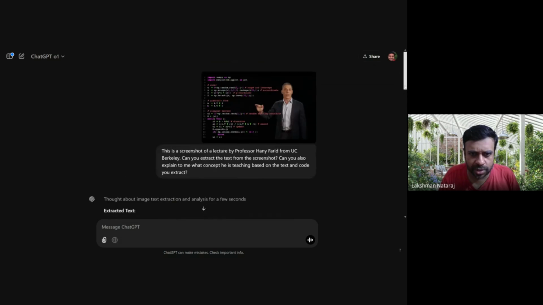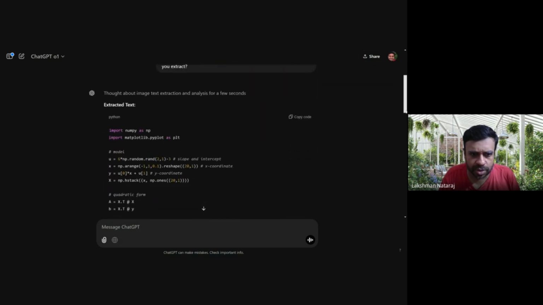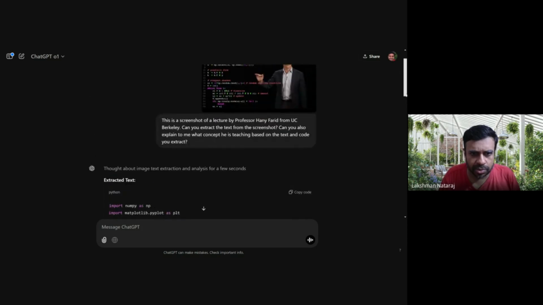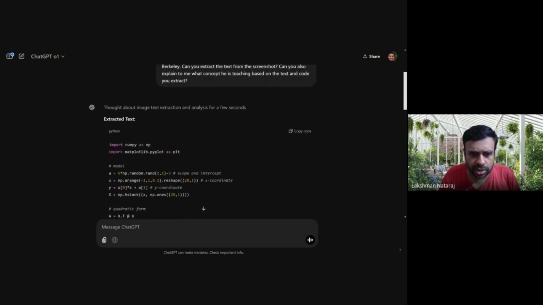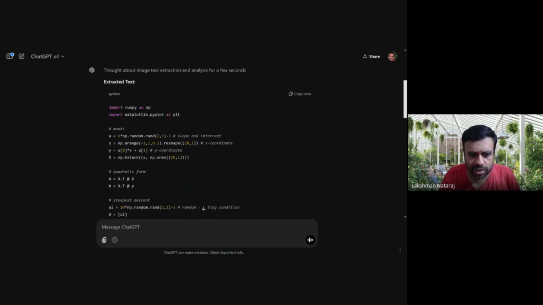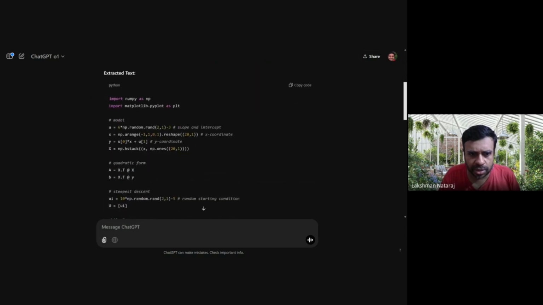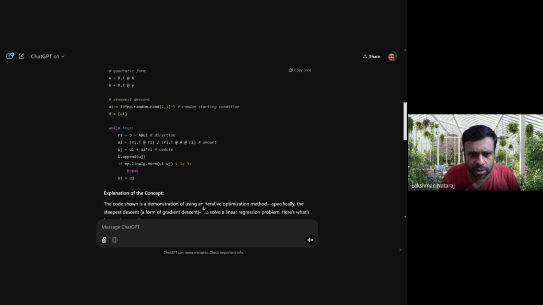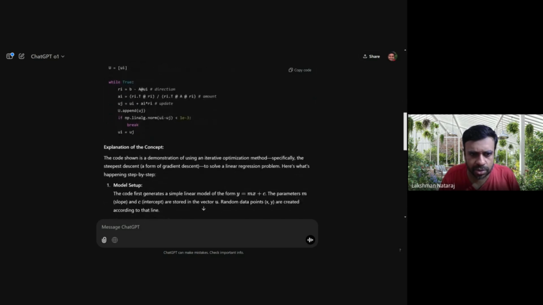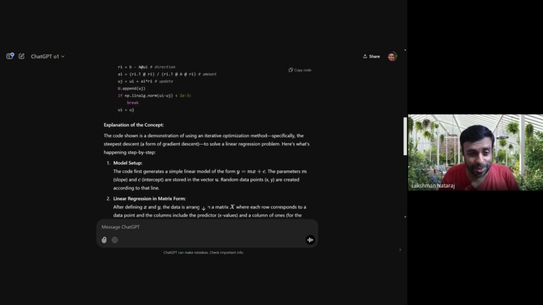So it says the first one, it's copied it very well, and then the next one is the model. So it's done that one also. It's extracted very well. And then it has the quadratic form, and then the steepest descent. And then while true, so it has all of those things. So let's see if it's able to explain the concept.